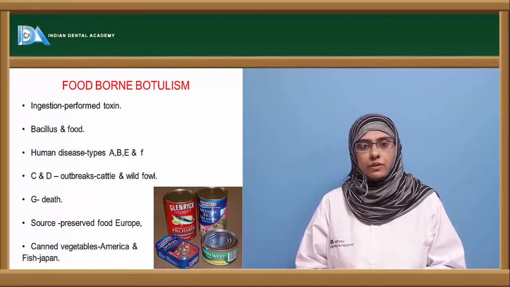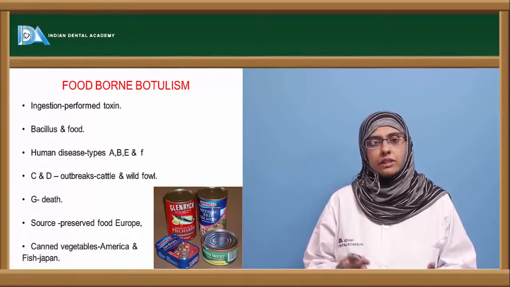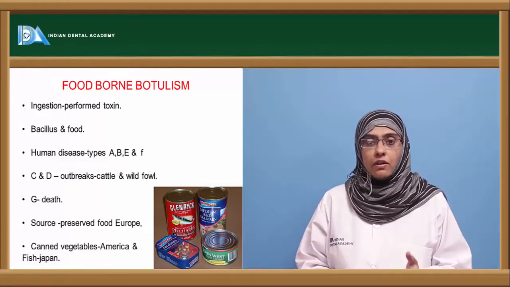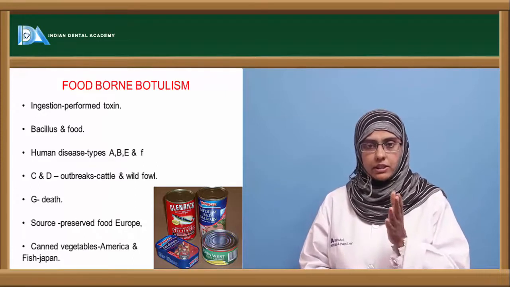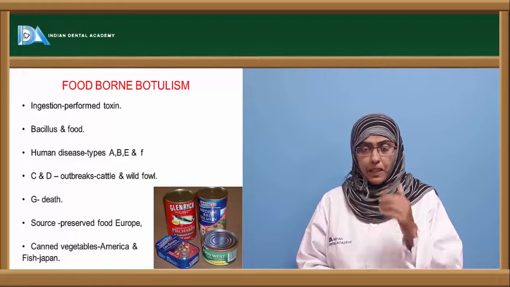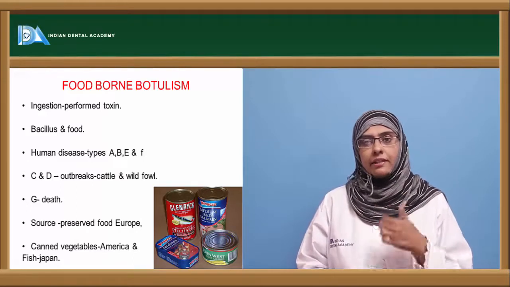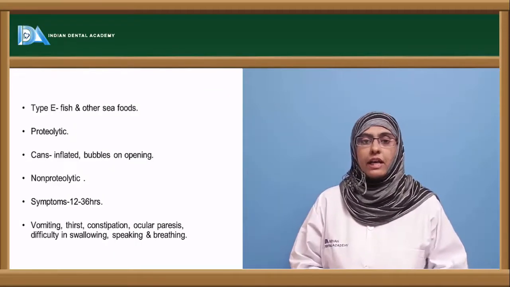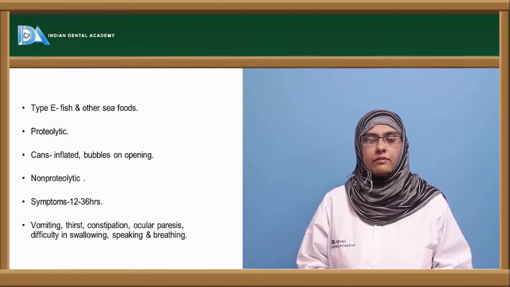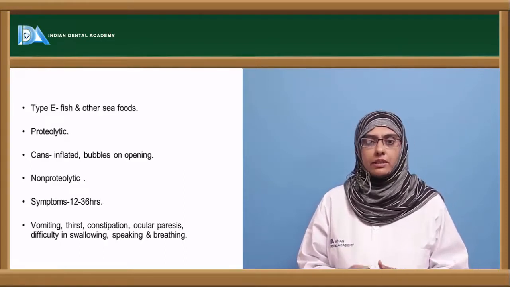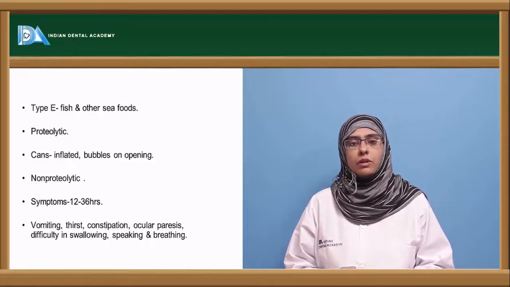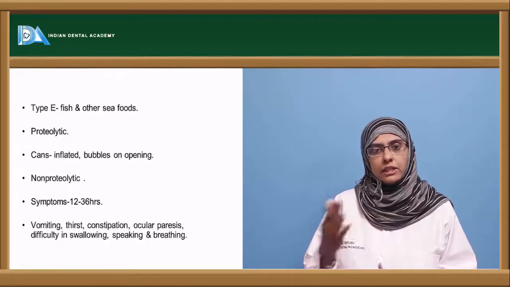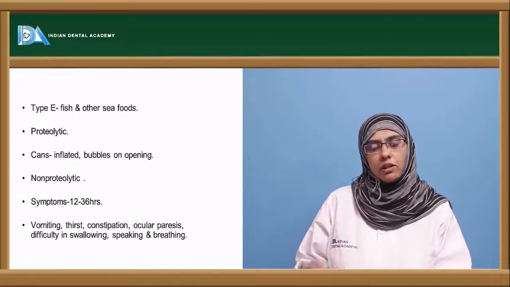Now, the different sources of food that usually cause the infection, as already discussed, vary with the different location or region. So preserved food in Europe, when contaminated, can cause the infection. Canned vegetables in America, and contaminated fish in Japan, can cause the disease. Type E is the one that causes infection when it contaminates fish and other seafood. And mostly Clostridium botulinum are proteolytic in nature, and when they grow in the food, they usually cause spoilage of the food, and this can be distinguished from the non-proteolytic, which does not alter the food.